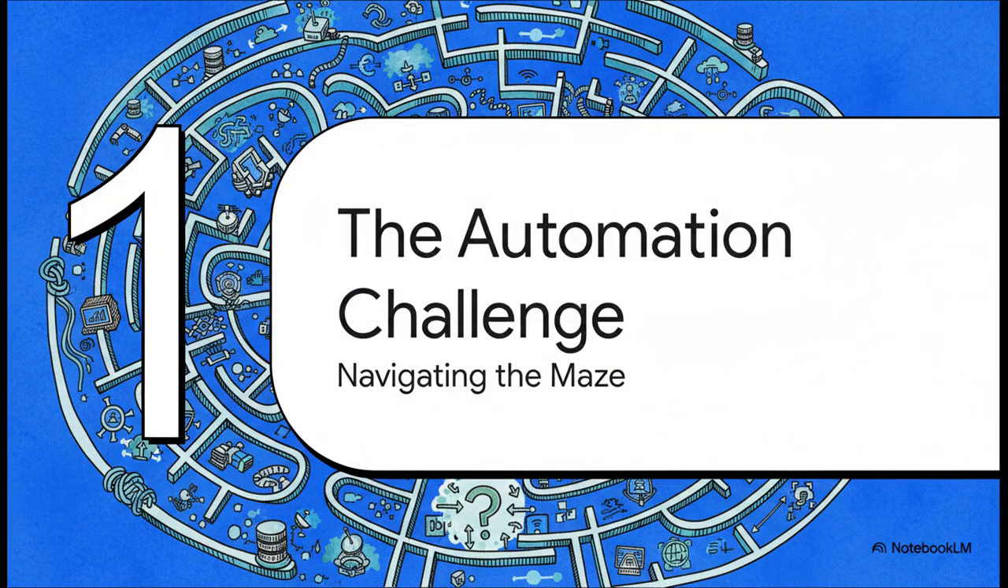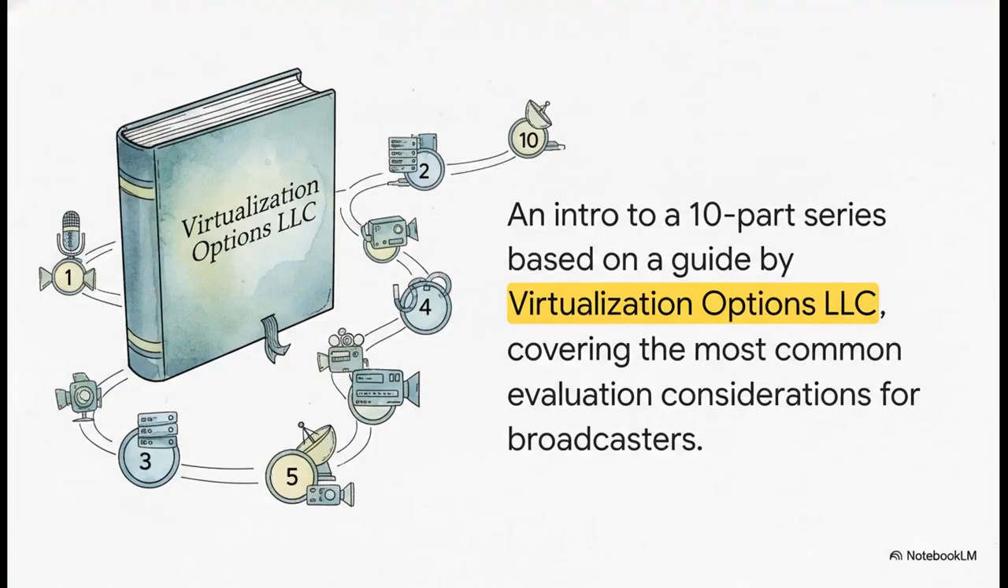So this leads us right to the central challenge, doesn't it? You've got to navigate this maze of different vendors, new technologies, and all sorts of deployment models. For any organization, big or small, the question is always the same: where do you even begin? To help answer that, we're kicking off this 10-part journey. Think of this as an introduction to all the key considerations you need to think about when you're evaluating broadcast automation solutions. And we're basing it all on a fantastic, comprehensive guide from the experts at Virtualization Options LLC.